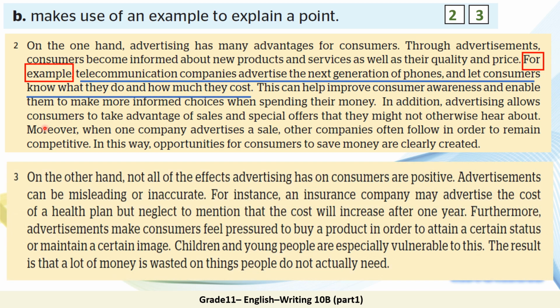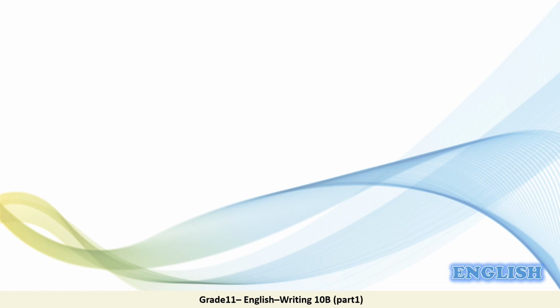In paragraph 3, the next example or the next evidence is when the writer says, what does the writer use to state evidence? The writer uses "for instance." Excellent. Thank you so much. Let's move to the next statement. Let's move to statement C.